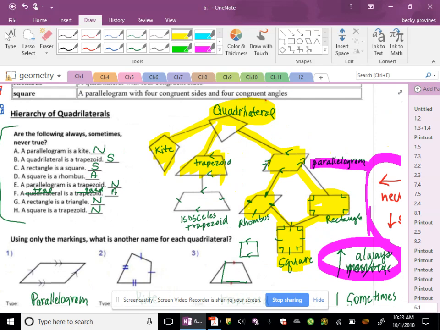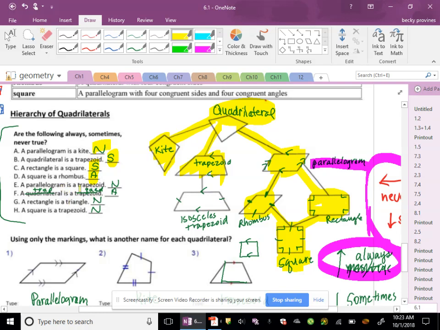Is a parallelogram a kite? No. They're in opposite parts of the tree, so it's no. Is a quadrilateral a trapezoid? Well, it could be. It also could be something else. So it's a sometimes. Is a rectangle a square? Well, maybe, sometimes. Is a square a rhombus? Remember, a square is the head shape, so that's an always.